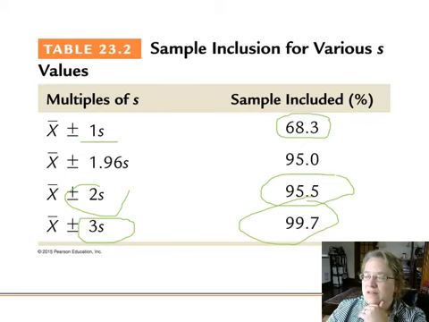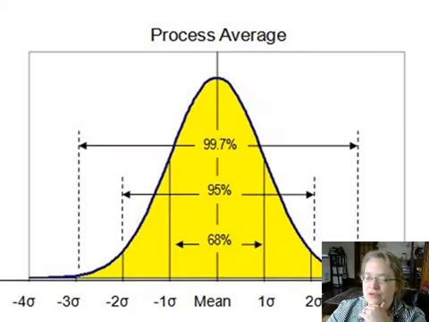And there's a visual representation of this: no matter what the shape of your curve, the standard deviation is going to include a certain amount of your observations. There's 1, 2, and 3 standard deviations away.